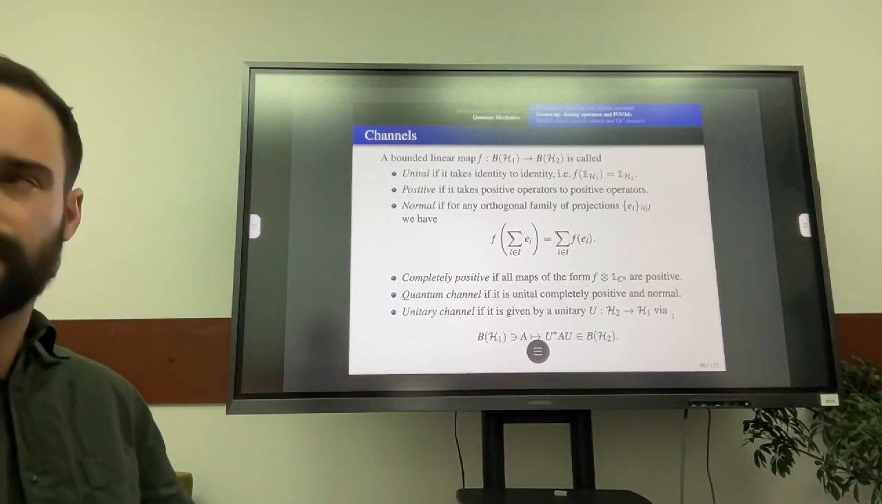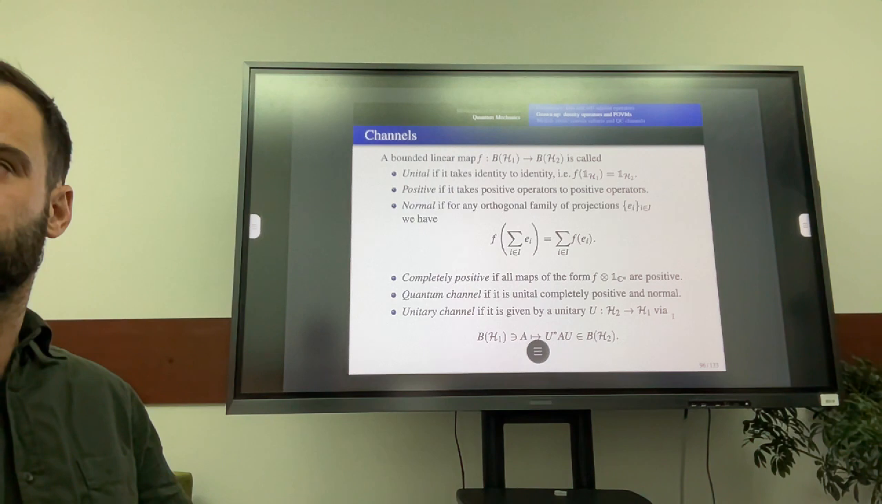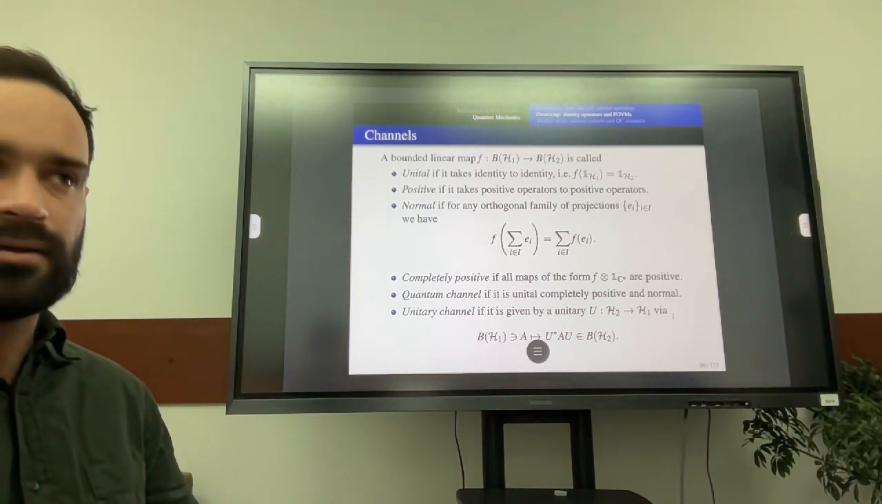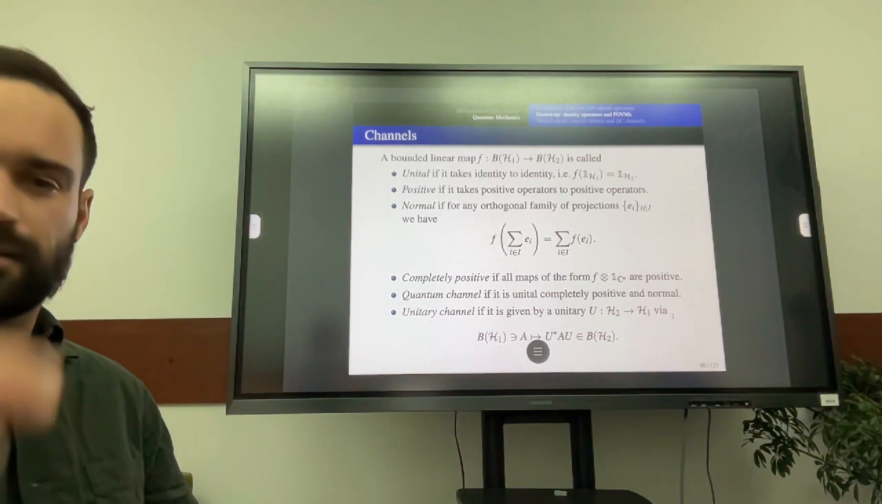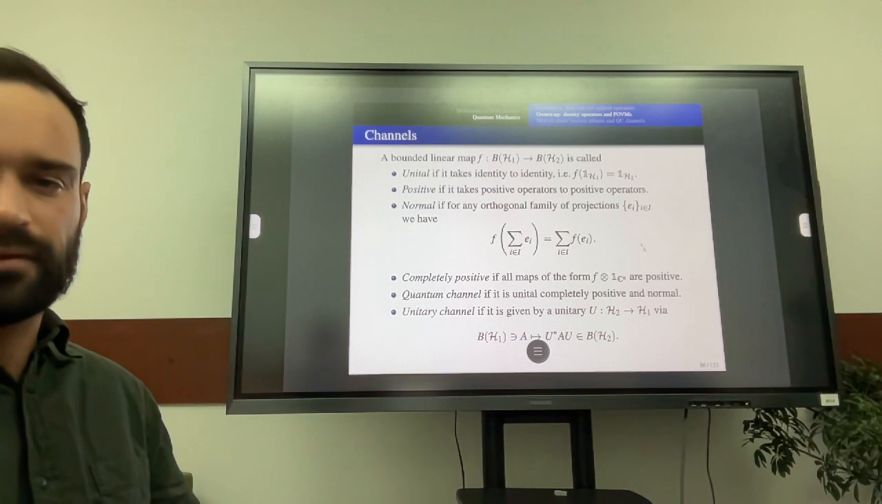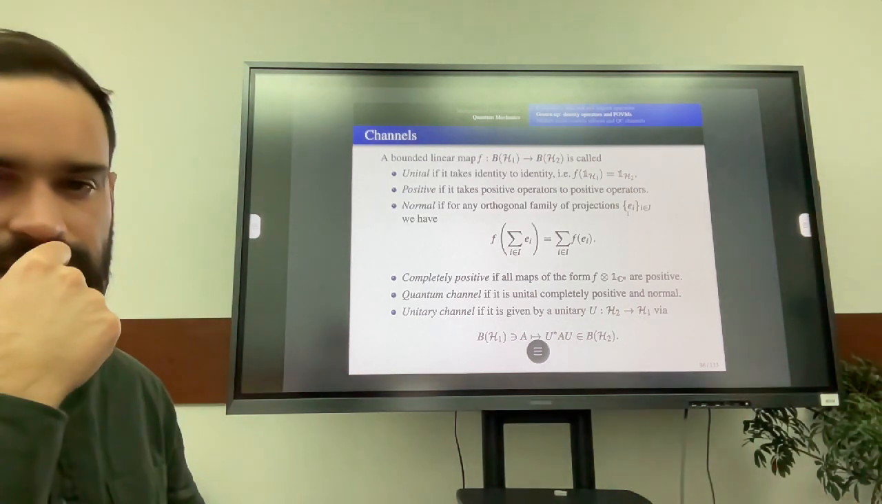Yes. Normal maps are unital, right? No. Normal maps are unital? No, I think they don't. Some of them, well, the sum of the P_i will be the identity, I guess. It could be, but this is any family of projections. Wait, this is a good question.